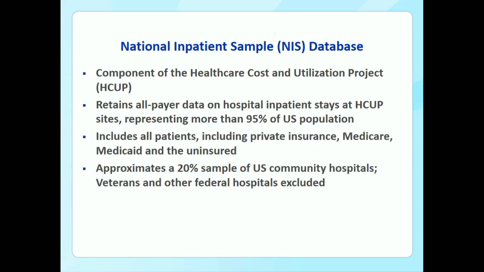To address these objectives, we used the National Inpatient Sample database, the NIS database. The NIS is a component of the U.S. Healthcare Cost and Utilization Project, or HCUP. The NIS retains all-payer data on hospital inpatient stays in the HCUP states, and those states represent more than 95% of the U.S. population. This database includes all patients, irrespective of payer status, including the uninsured. The NIS sample approximates a 20% sample of U.S. community hospitals.